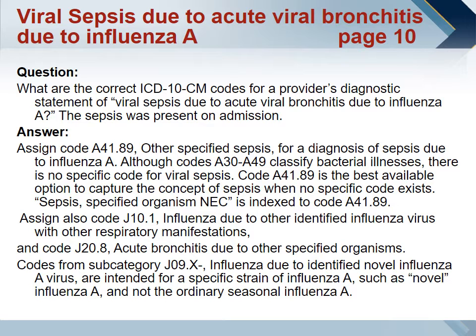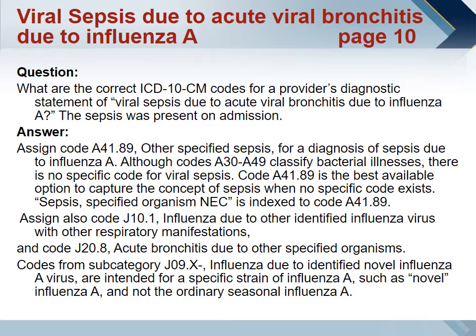Sepsis due to acute viral bronchitis due to influenza A. And the question posed is, what are the correct ICD-10-CM codes for a provider's diagnostic statement of viral sepsis due to acute viral bronchitis due to influenza A? And the instructions are very specific. Assign code A41.89, as we've learned previously, for other specified sepsis. The Coding Clinic goes on to tell us that although codes A30 through A49 classify bacterial illness, because there's no specific code for viral sepsis, A41.89 is the best available option to capture this condition.